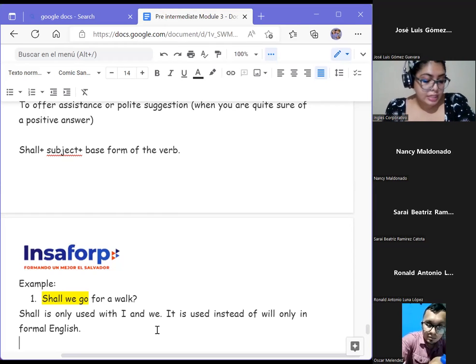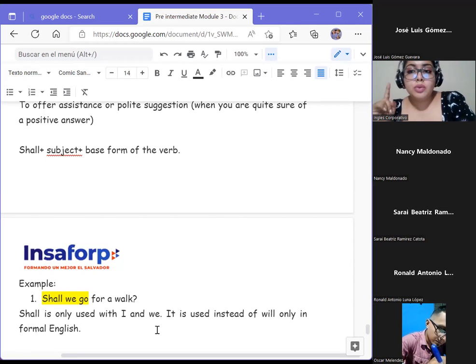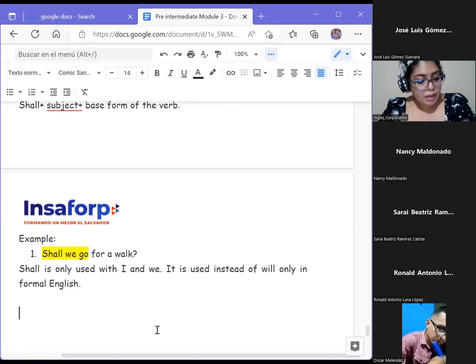To offer assistance or polite suggestion when you are not sure of a positive answer. In that case, we are going to use should. Esto es lo contrario, ¿verdad? Para ofrecer asistencia y sugerencias cuando no estamos seguros de una respuesta positiva, vamos a utilizar should. En este caso no vamos a utilizar shall, porque aquella es para positiva, should es para negativas o respuestas negativas.